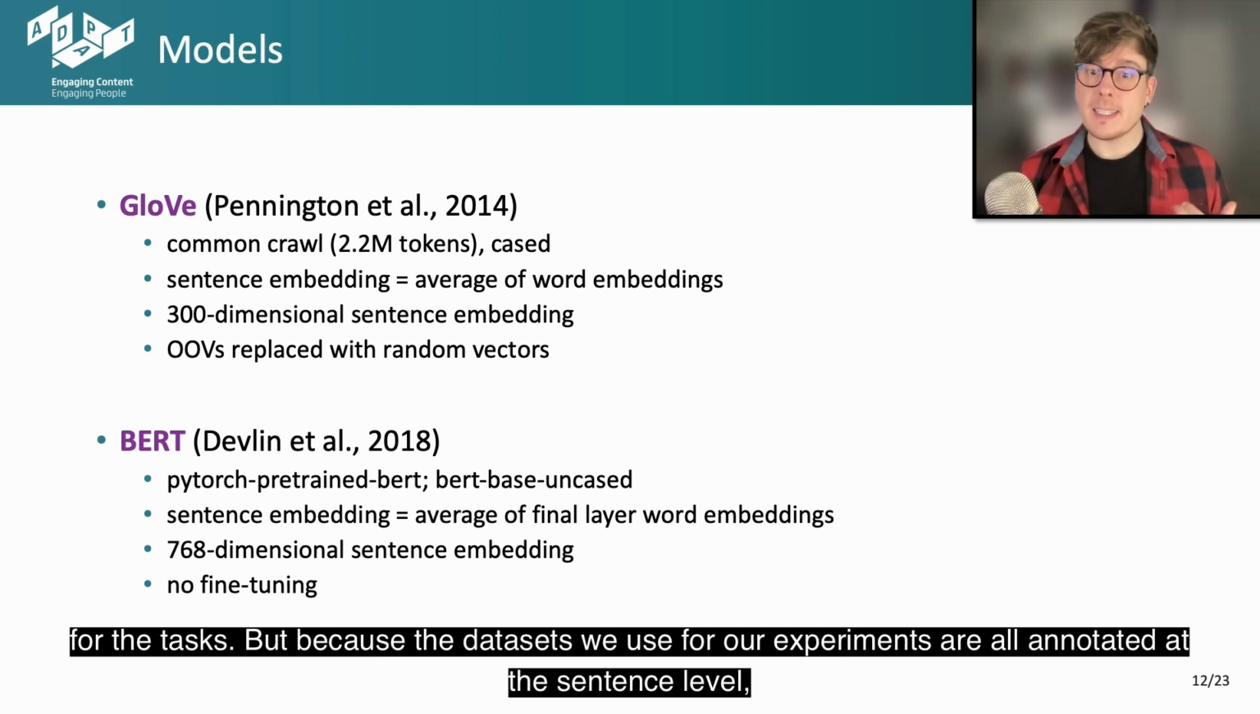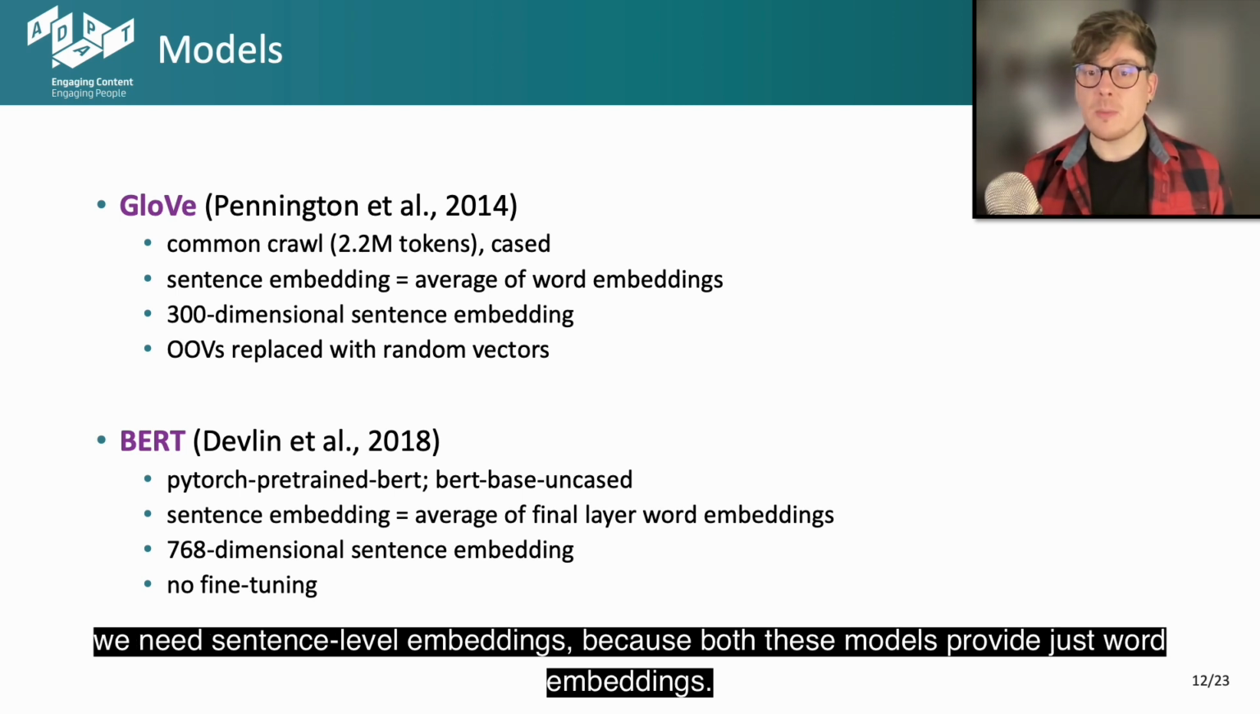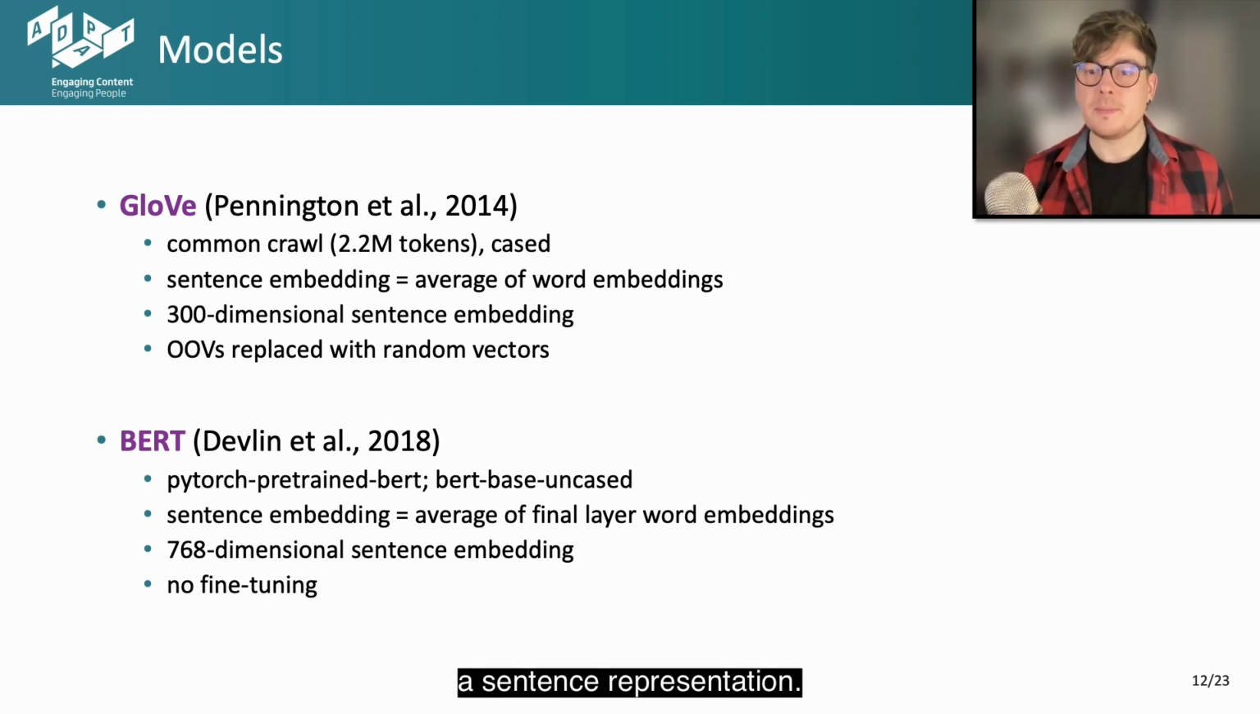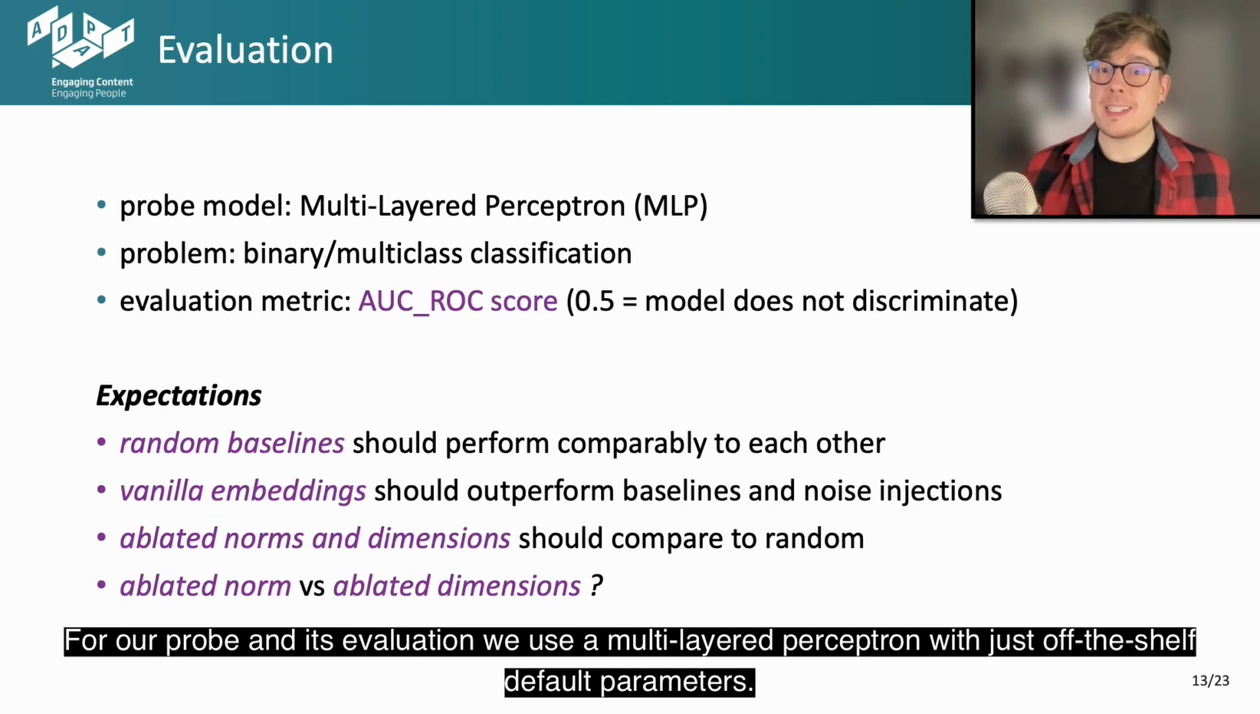But because the datasets that we use in our experiments are all annotated at the sentence level, we need sentence level embeddings, because both these models provide just word embeddings. So we essentially just average the final layer in BERT and we average the word embeddings in GloVe to receive a sentence representation. For our probe and its evaluation, we use a multi-layer perceptron with just off-the-shelf default parameters.